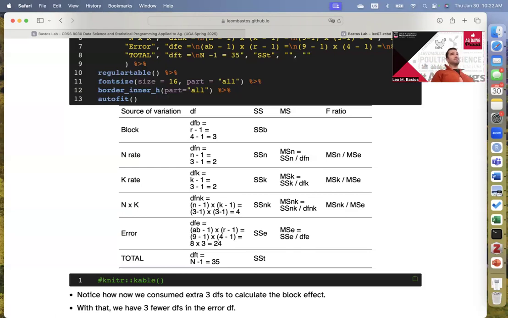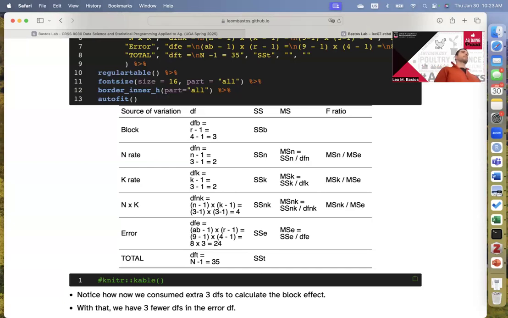Some people do it. I guess some people have a way of justifying that. I particularly don't do that, because if you ran an RCBD, you have the block effect. It means you did randomize, you did have that restriction of the block on randomization. Even if it comes back as non-significant, you still did that. That's still what happened on the field. So I don't play with the model from an experimental design.